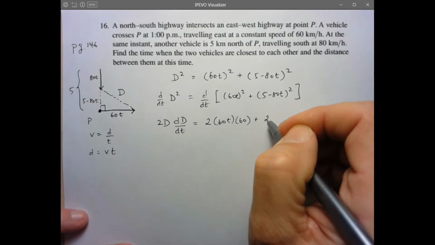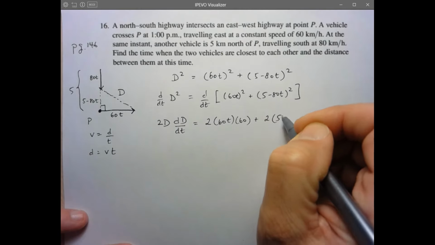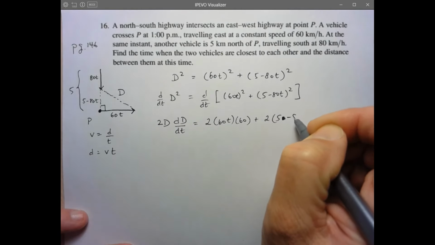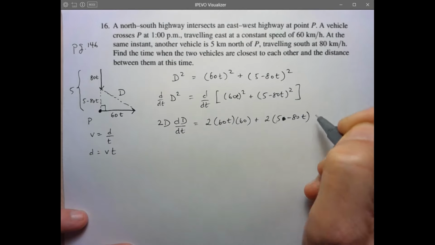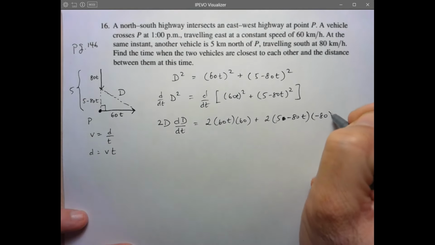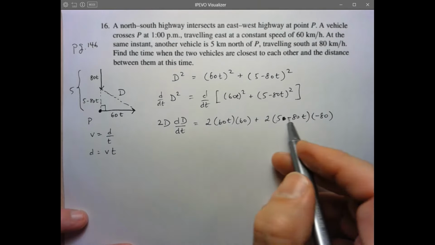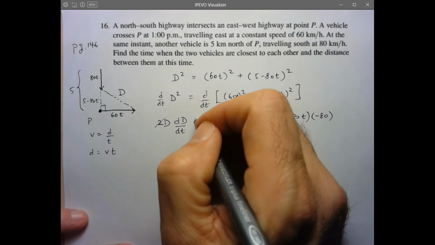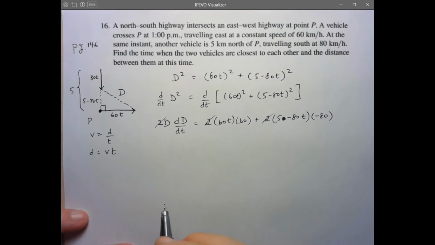So 2 times 5 minus 80t to the exponent 1 times the derivative of 5 minus 80t is just negative 80. All right. And here I can divide 2 out to both sides. So there you go. Makes my life a little easier there.